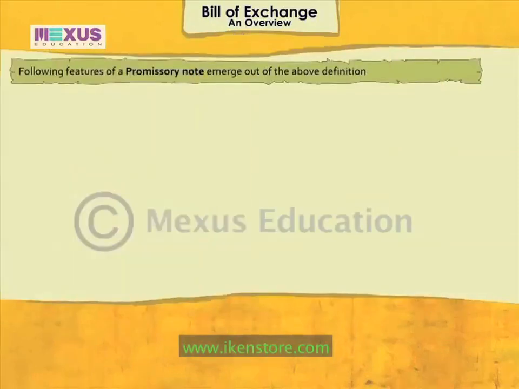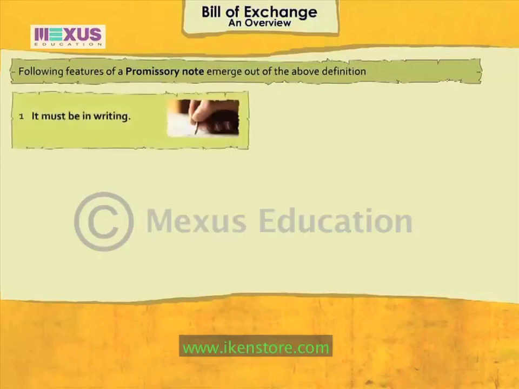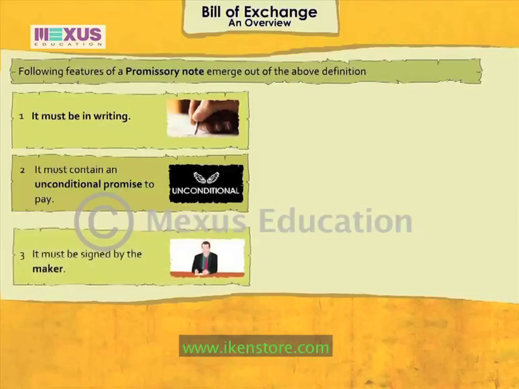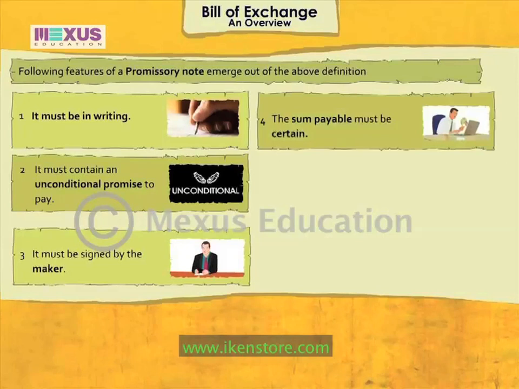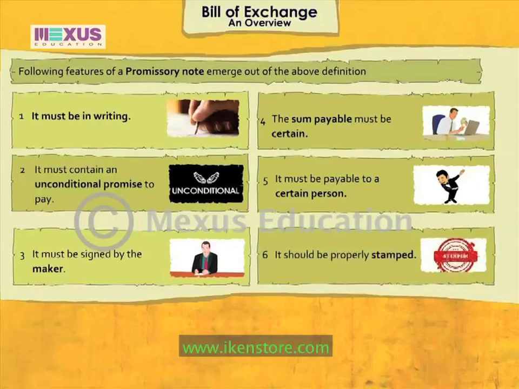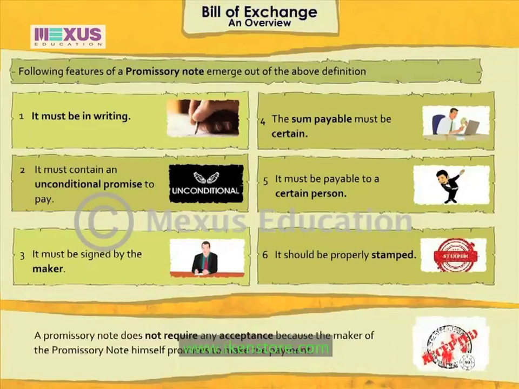Following features of a promissory note emerge out of the above definition. 1. It must be in writing. 2. It must contain an unconditional promise to pay. 3. It must be signed by the maker. 4. The sum payable must be certain. 5. It must be payable to a certain person. 6. It should be properly stamped. A promissory note does not require any acceptance because the maker of the promissory note himself promises to make the payment.